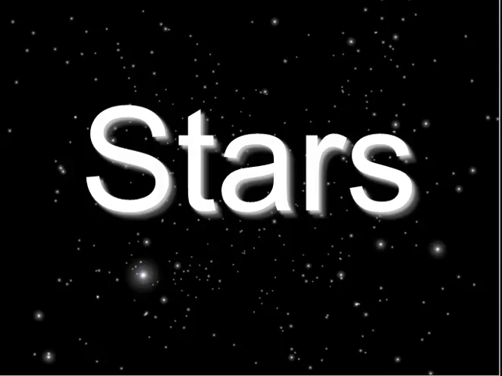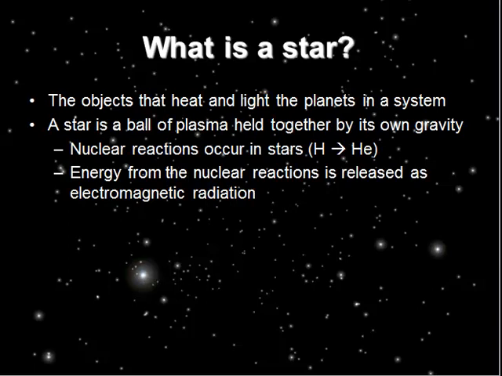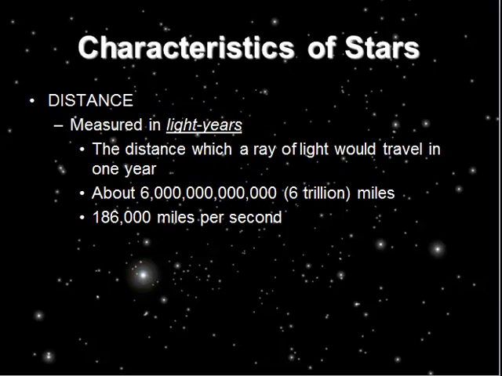Let's have a look at stars. What is a star? The objects that heat and light the planets in a system. A star is a ball of plasma held together by its own gravity. Nuclear reactions occur in stars, for example, hydrogen becoming helium. Energy from the nuclear reactions is released as electromagnetic radiation.